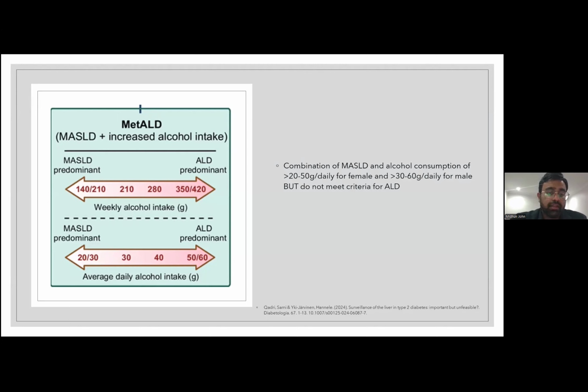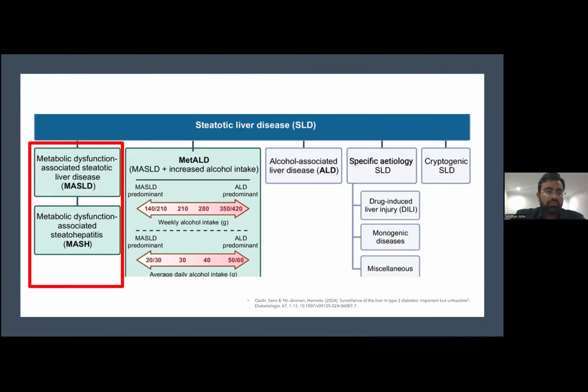So, if you take less than 20 or less than 30 grams per day, you are more MASLD predominant. However, if you take more than 50 and 60 per day, female and male respectively, you are ALD predominant. So then we go on to our topic of discussion today.